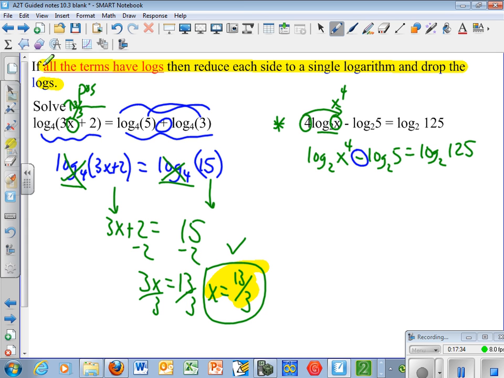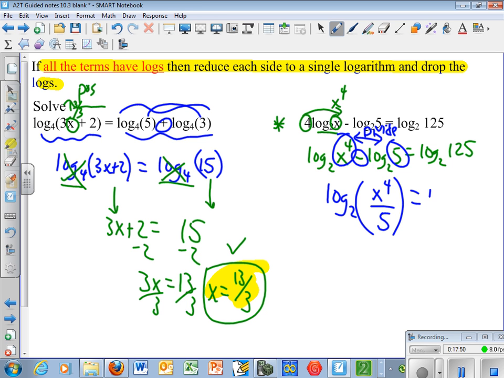I'm subtracting, which means I'm going to write this side as a single log in our base 2 that we're in. That means I divide these two because I'm subtracting. I don't multiply them. So I have x to the 4th divided by 5 equals the log in base 2 of 125. Now I got a log on each side, down to a single log on each side. Now I can drop the logs. So I have x to the 4th divided by 5 equals 125.